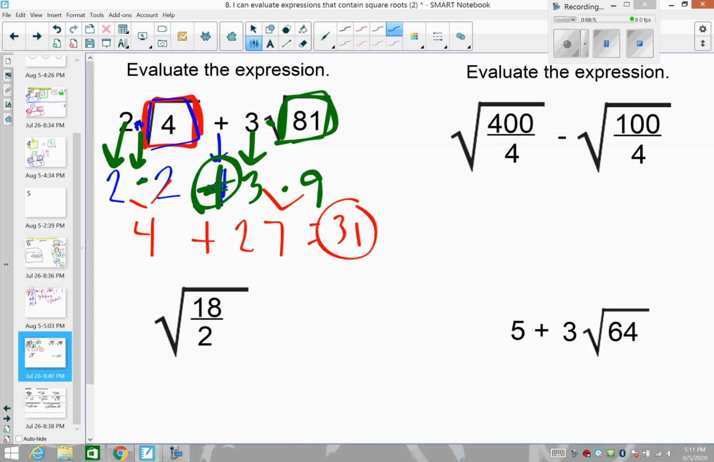Okay, so let's take a look at the next one. So now, square root of this quantity. What we have to do is the inside first.